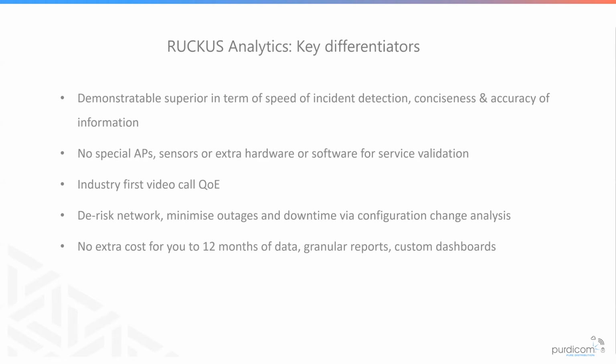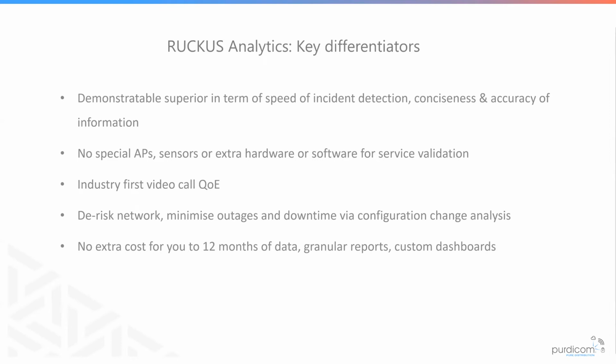So what are the key differentiators? We can demonstrate superior speed of incident detection, conciseness, and accuracy of information. We don't need any special access points. We're just using the same access points you've bought, whether that was an R510 or R550, whether it's Wi-Fi 5 or Wi-Fi 6, we can still use those same access points to define the information we need.